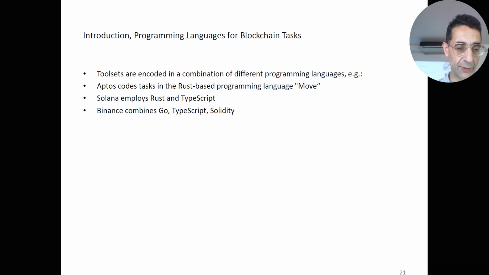Programming languages. Different blockchains and different infrastructure employ different programming languages to accomplish their task, to achieve their purpose. So tool sets are encoded in a combination of different programming languages. I give three examples here: the Aptos database, CodeStats, and the Rust-based programming language Move. Solana employs Rust and TypeScript, or a combination of it, and Binance combines Go, TypeScript, and Solidity.